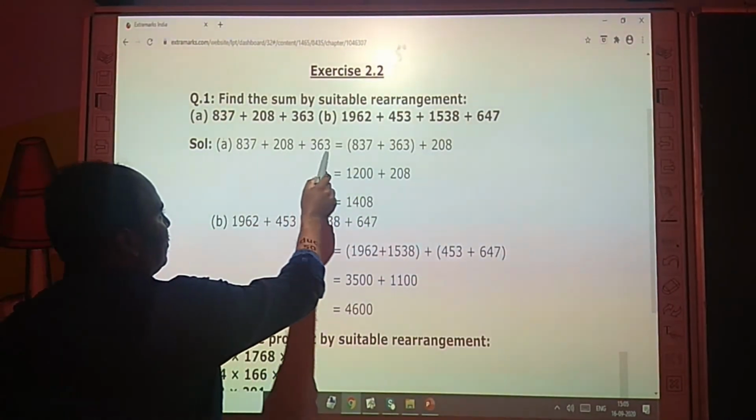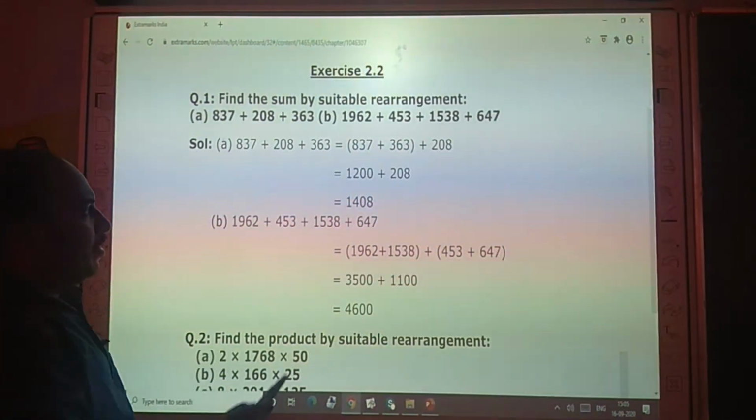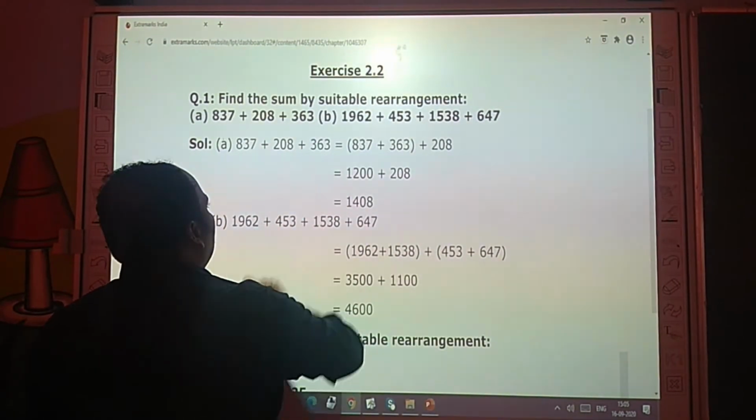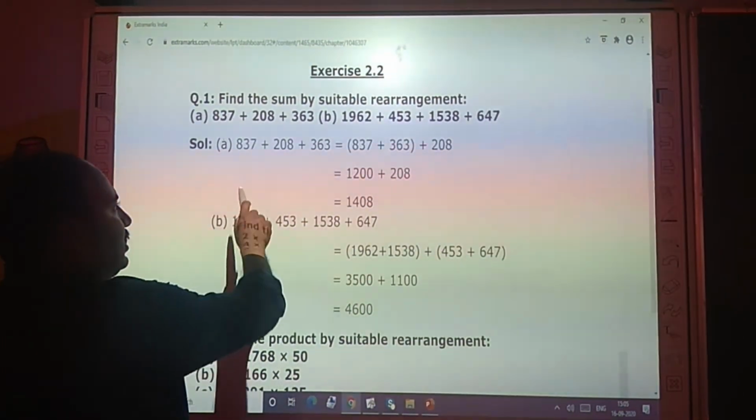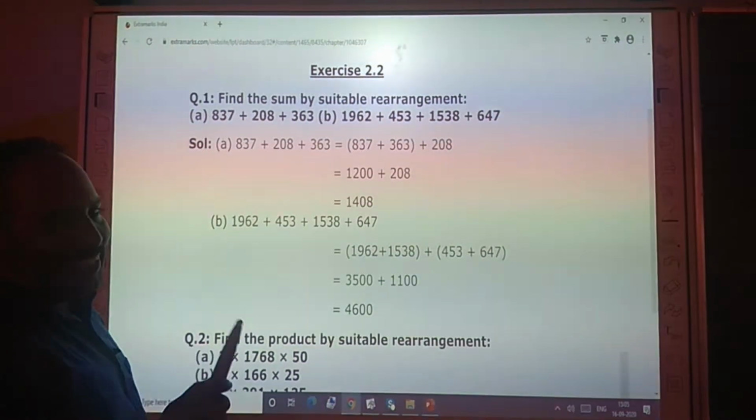Listen, the first and last term. The first term ends in 7, the last term ends in 3. 7 plus 3 is equal to 10. That is a rounded value.